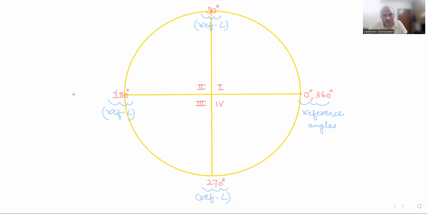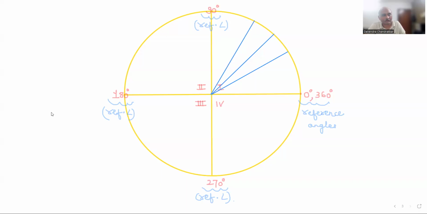Now, there are these standard angles. Why are they standard angles? In every quadrant, there will be these standard angles, because they are the most widely used angles in trigonometry. So that's why we call them standard angles, and every quadrant has their own set.